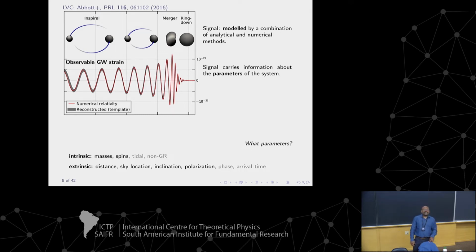And there are also extrinsic parameters, which are not parameters of the system itself, but which are more about where we are located with respect to the system. So the distance to the source, the sky location, the inclination angle, how the source is oriented with respect to us, and the polarization, the relative polarization between two directions given a coordinate system, and such.